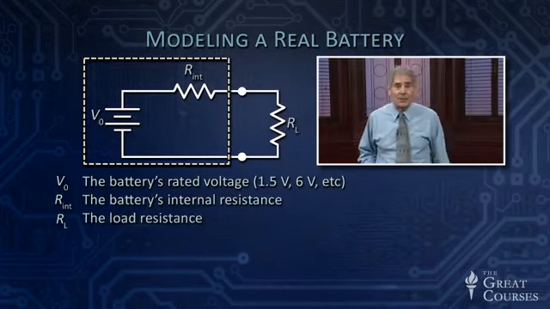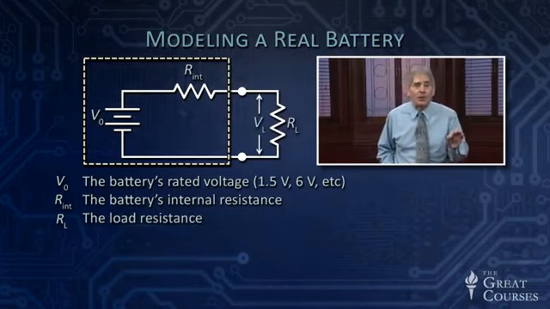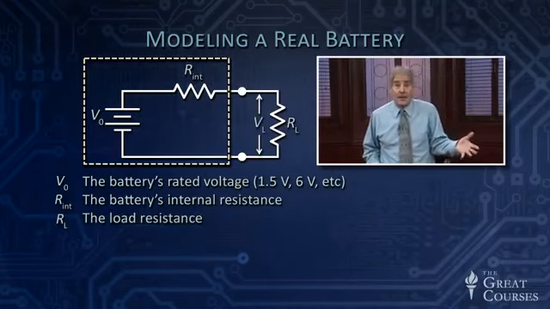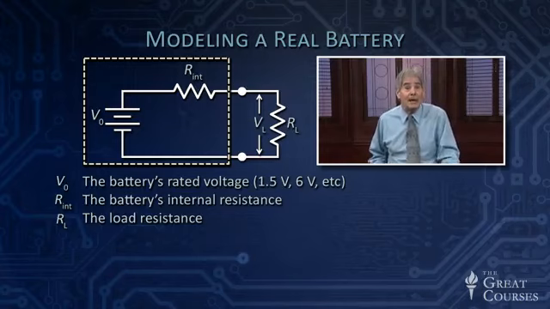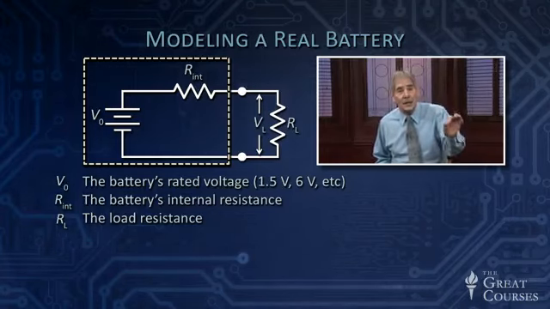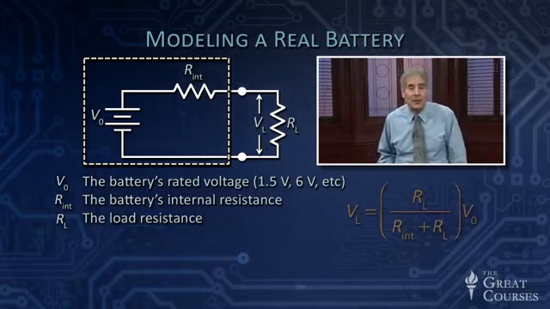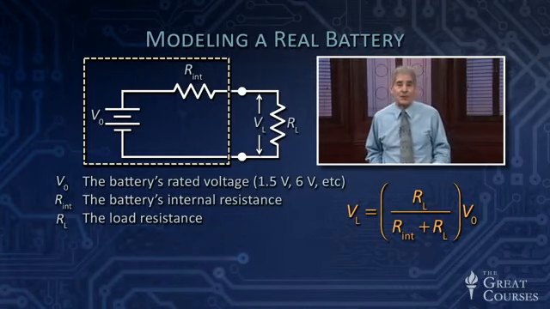So RL is the load resistance, and we want to know what the voltage is across the load. I connect a 6-volt battery, and I connect a resistor or a light bulb across it, and I may not get 6 volts across it. It depends on that voltage divider. It depends on R internal and R load. And there's that voltage divider fraction that we saw before.